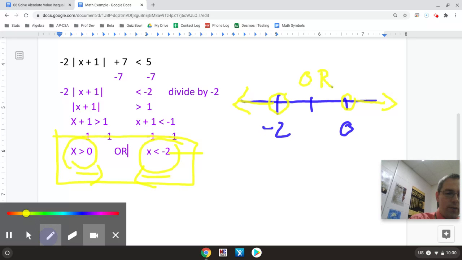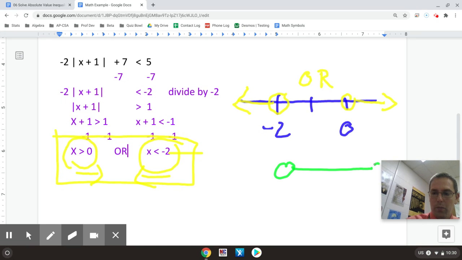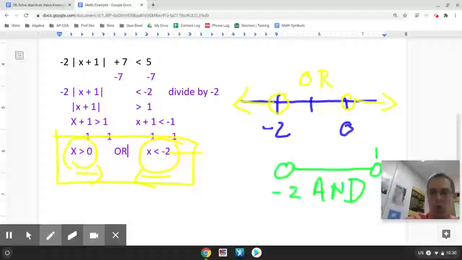On the other hand, if I had something like this on my graph that started here and went to some other point, I could say that that is an and, because I'm looking for the stuff that is between the two values. That could be an and, or it could actually be a between. If that was -2 and let's say 1, you could put the x between the -2 and the 1, or an and statement, either one.